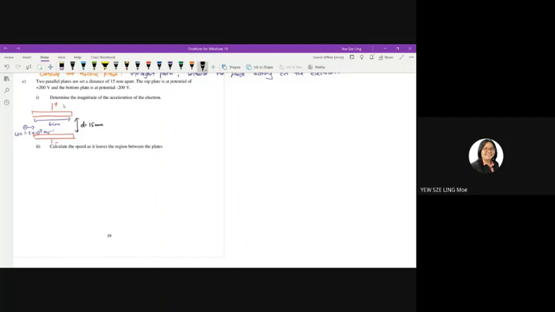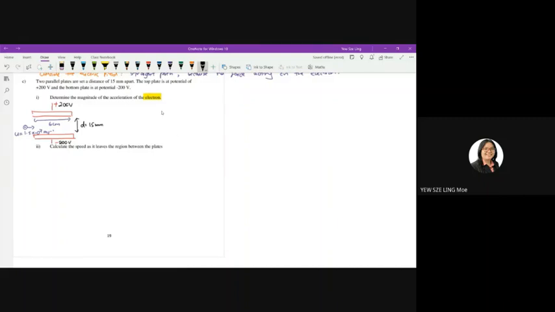Now it tells you the top plate is positive 200 volt, and then the bottom plate is negative 200 volt. Okay, so one positive, one negative. Determine the magnitudes of the accelerations of electrons. For an electron, usually we neglect the weight in our calculations because the weight is very, very small.